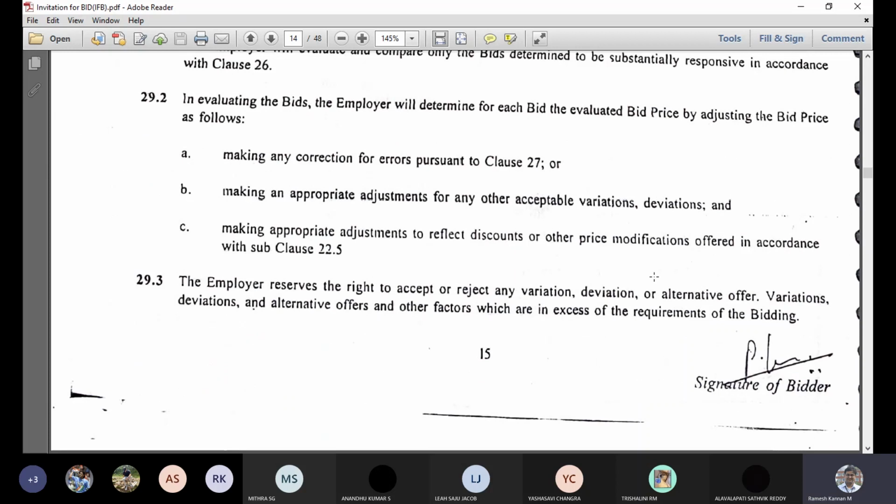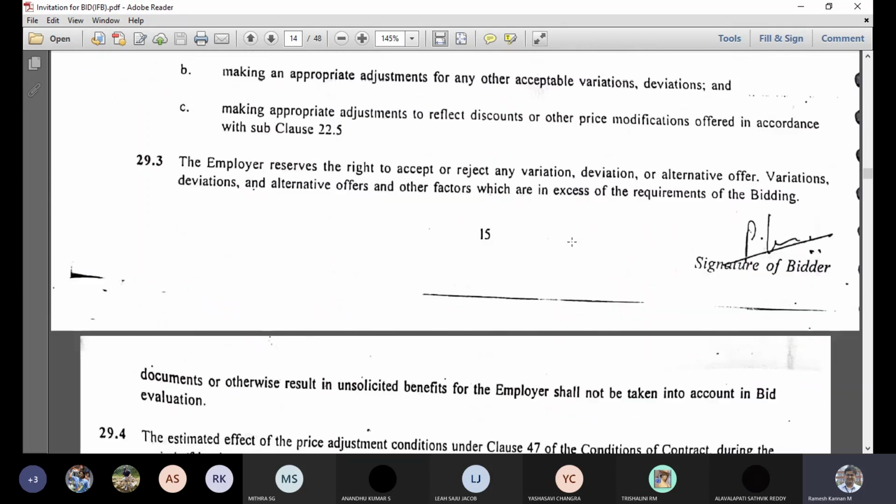And then other discounts and other price modifications, like they might have thought initially it would be 10%, but in the current situation the external agency only gives a 5% discount. Then they can ask for the modification, but sometimes that can lead to rejection of the bid also. That's why the employer reserves the right to reject any variations reported, in case they feel it's unnecessary.